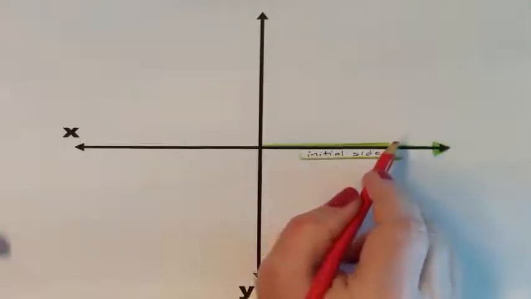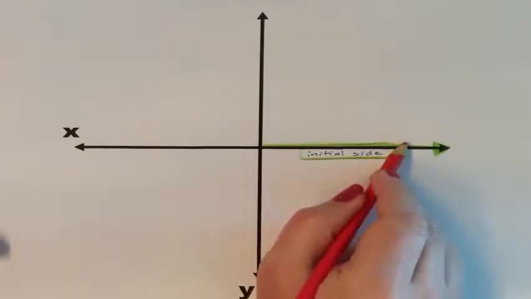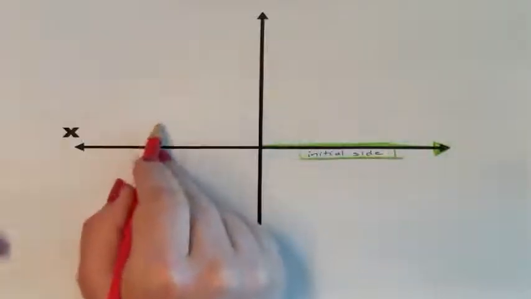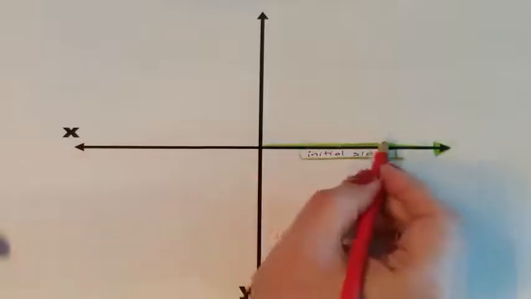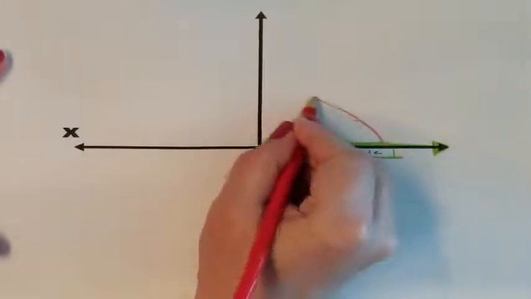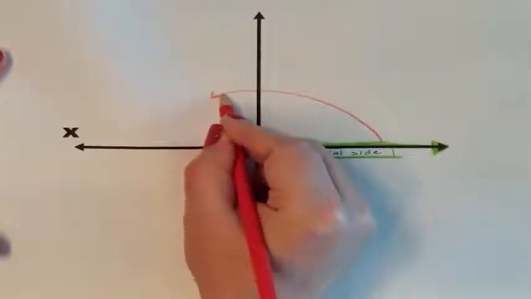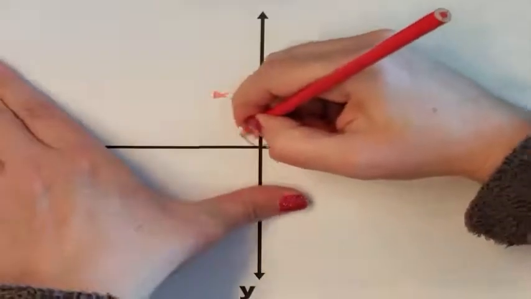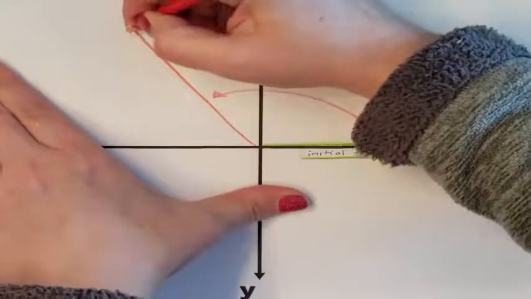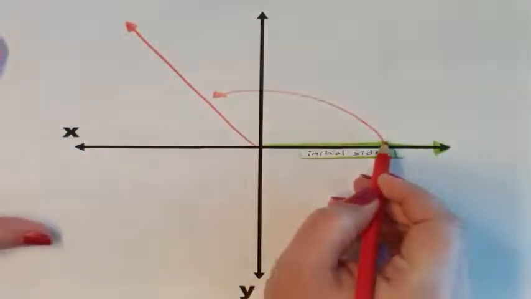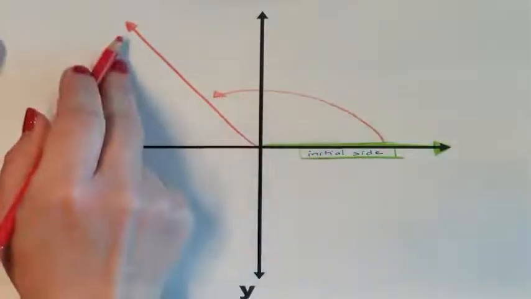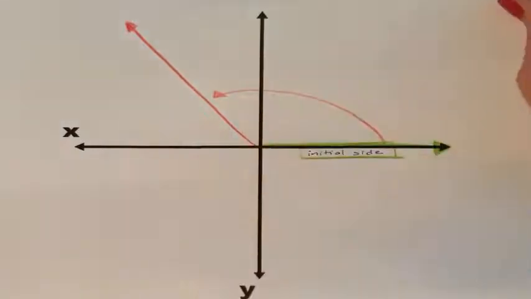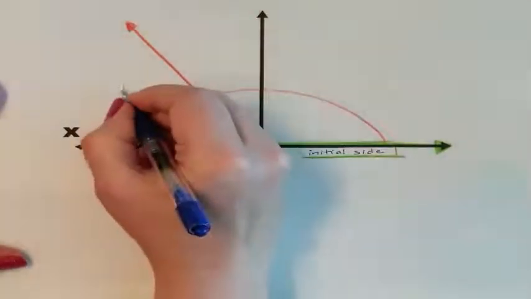The second line starts at the initial and starts going around counterclockwise wherever it happens to land. So if we start here and we go counterclockwise and we happen to stop rotating right here, this other line is where we ended. So this distance from here to here is our angle. This part of the angle is called the terminal side.